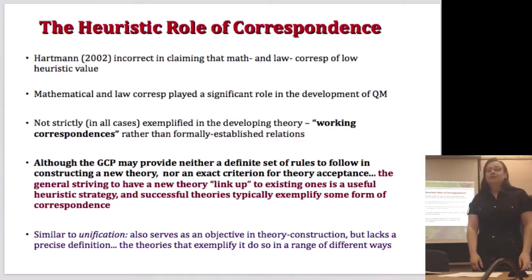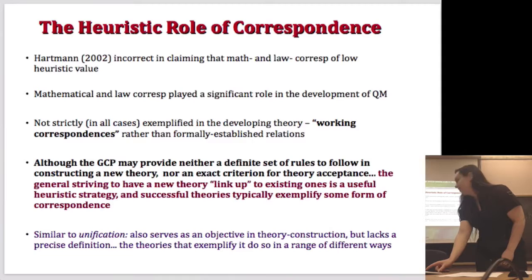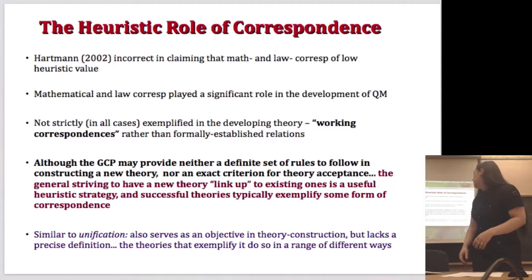Okay. So, sorry, it's a bit small, but for this reason, I claim that Hartmann is incorrect when he claims that mathematical and law correspondence are of low heuristic value. These types of correspondences played a significant role in the development of quantum theory. Working towards numerical correspondence led people to investigate the relations between the mathematical objects in both theories, and was certainly useful in theory development. But again, they don't strictly match up to these definitions that he's provided because they're working correspondences.